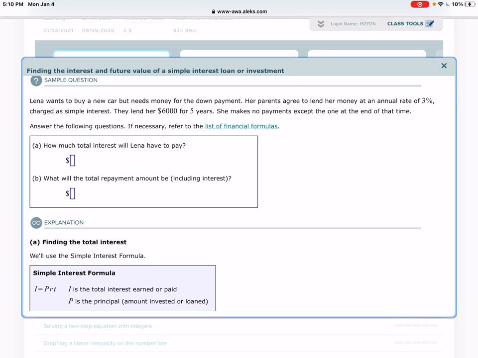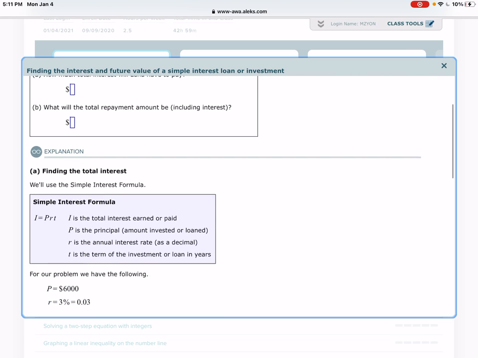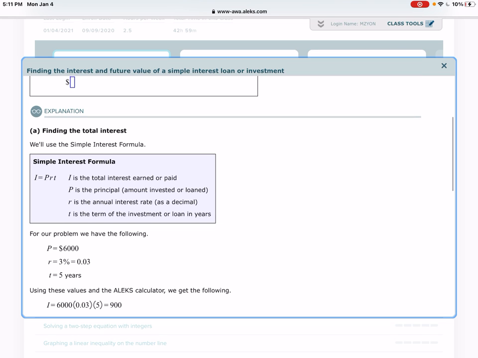Let's talk about interest and loans and borrowing money and a bunch of words that you may or may not know what they mean. So I want you to look at this simple interest formula here, and I want you to write it in your math notebook. So I = PRT. I is interest. And interest is money that you pay when you borrow money.